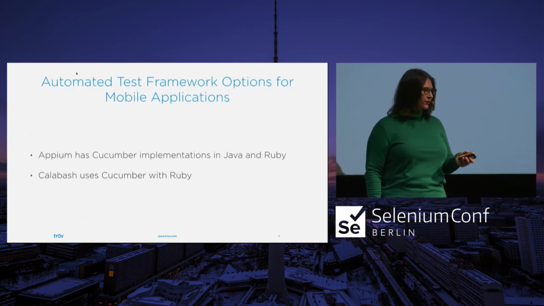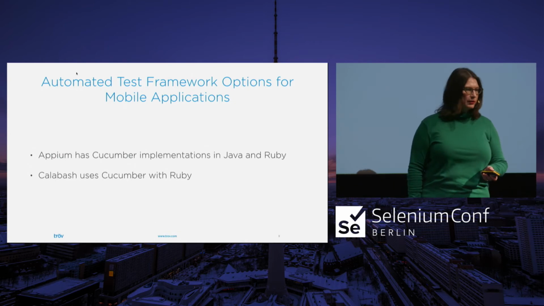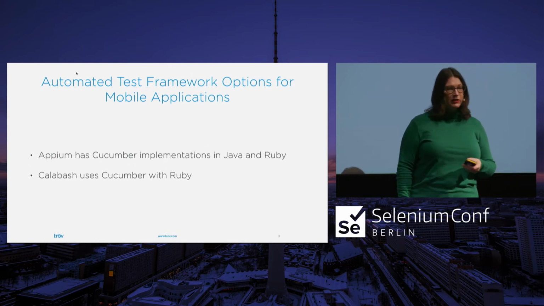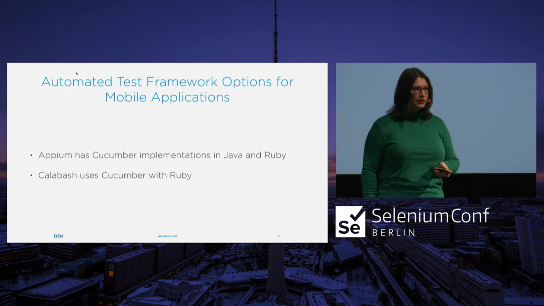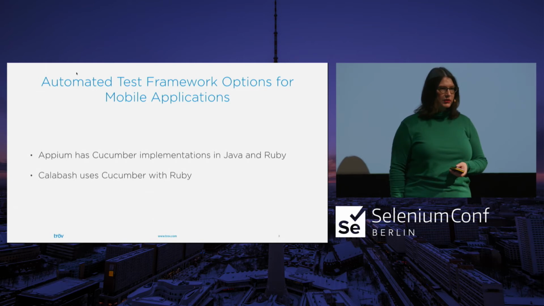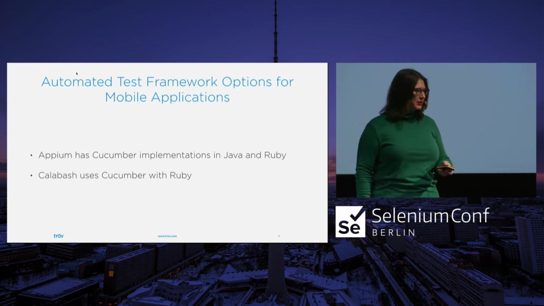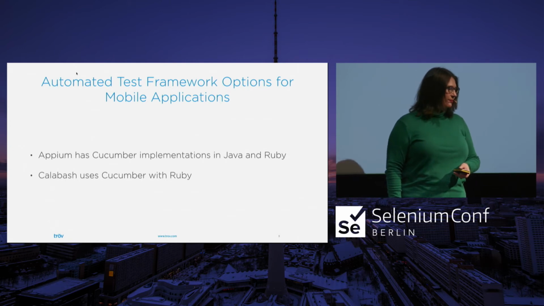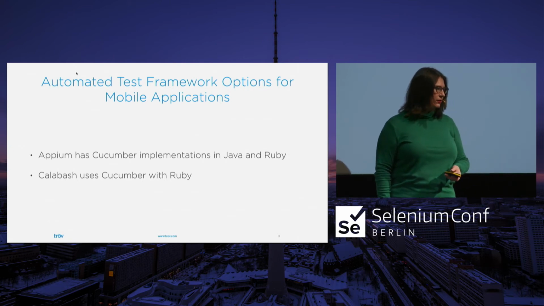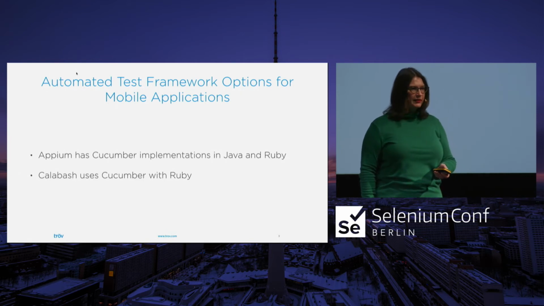So you have some options for frameworks. Appium has Cucumber implementations in Java and Ruby. Calabash, which was actually what we wound up using on our project, because that worked when Appium was not yet functional. I would have preferred to use Appium. It's just a better tool, had more options, but we used Calabash. It uses Cucumber with Ruby. Those are basically your options.